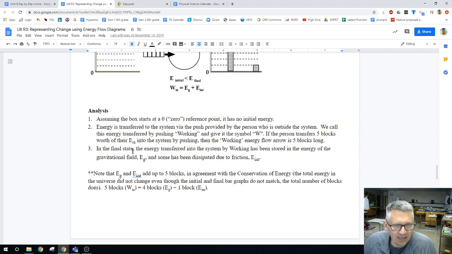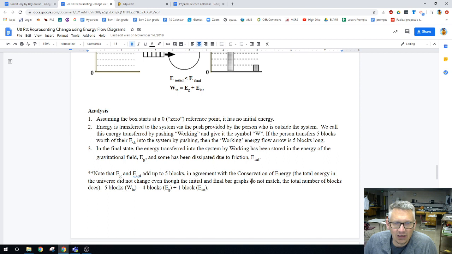In the final state, the energy transferred into the system by working has been stored in the system of the gravitational field, energy gravity, and some has been dissipated due to friction, energy internal or energy dissipated. Note that the final energy of gravity and energy internal add up to 5 blocks.